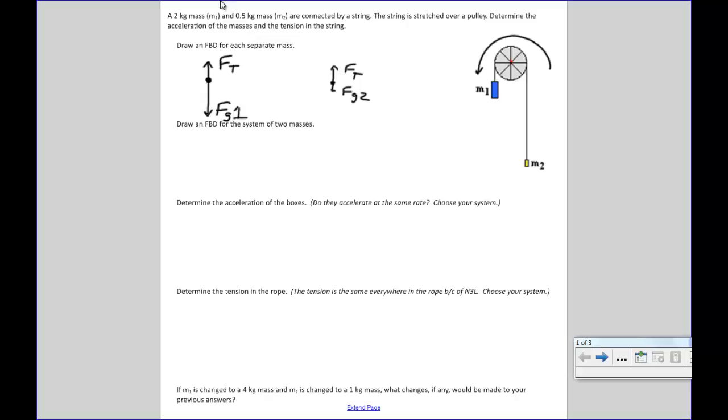Draw a free body diagram, or draw an FBD, for the system of 2 masses. Okay. Ready? Pretend that you take this and you stretch it out like this. Ready? With the pulley still there.